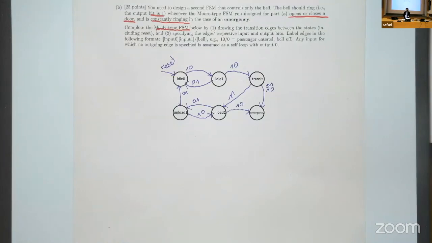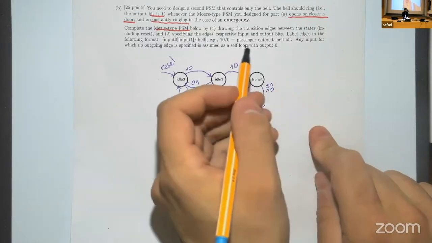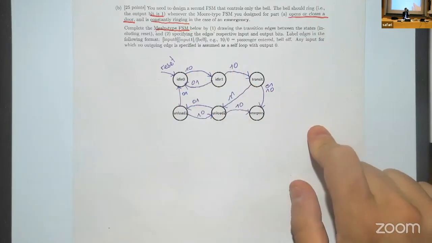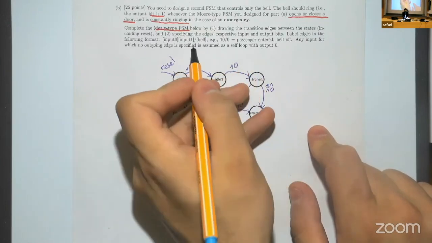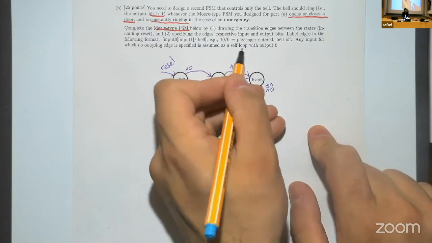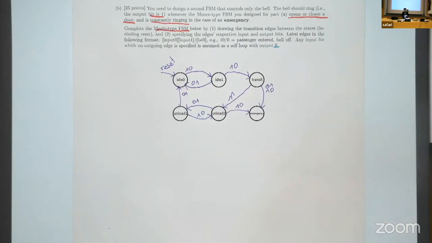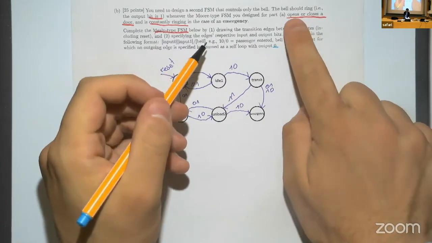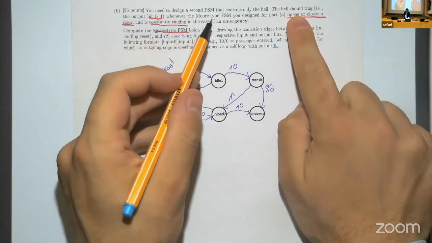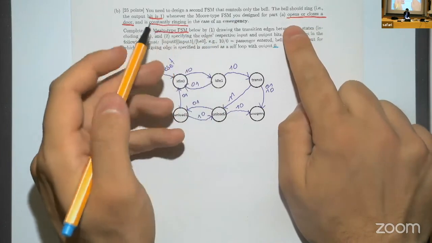What's important to note here is that, first of all, we have to give an output bit for each of these edges. And the self loops now, right? Since we're making an assumption about what a self loop means if it's undefined, we're saying, okay, if you leave something unspecified, it's a self loop with output bit 0. So if we need anything else in a self loop, we have to explicitly specify that self loop. So let's see what our output is supposed to be. The bell should ring whenever the Moore type FSM from part A opens or closes the door.